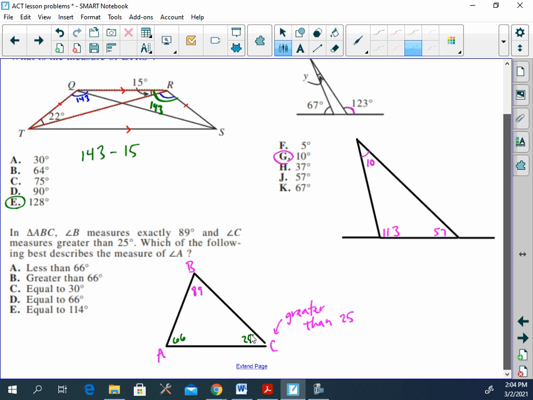But if this is greater than 25, if I move that up to a bigger value, this one's actually going to move down to a smaller value because they have to add up to 180. So if this was 26, this one would only be 65. It would actually shift down. So what do we know about A? It has to be less than 66, which would be A.